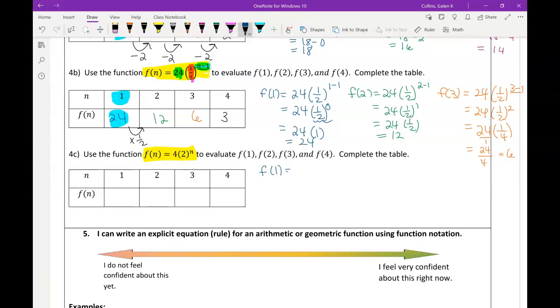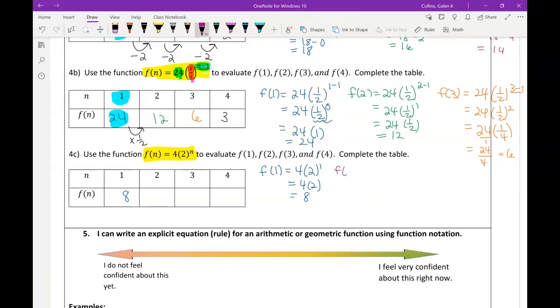F of 1 is 4 times 2 to the power of 1. Again, order of operations. I don't really have grouping here. Those parentheses are just to indicate multiplication. I do have an exponent though. 2 to the power of 1 is 2. So this becomes 4 times 2, which is 8.